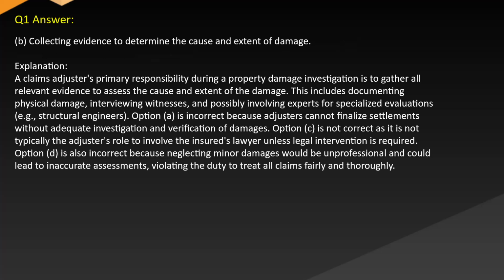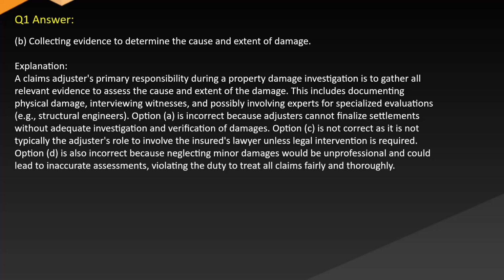Answer: B. Collecting evidence to determine the cause and extent of damage. Explanation: A claims adjuster's primary responsibility during a property damage investigation is to gather all relevant evidence to assess the cause and extent of the damage. This includes documenting physical damage, interviewing witnesses, and possibly involving experts for specialized evaluations, e.g., structural engineers.